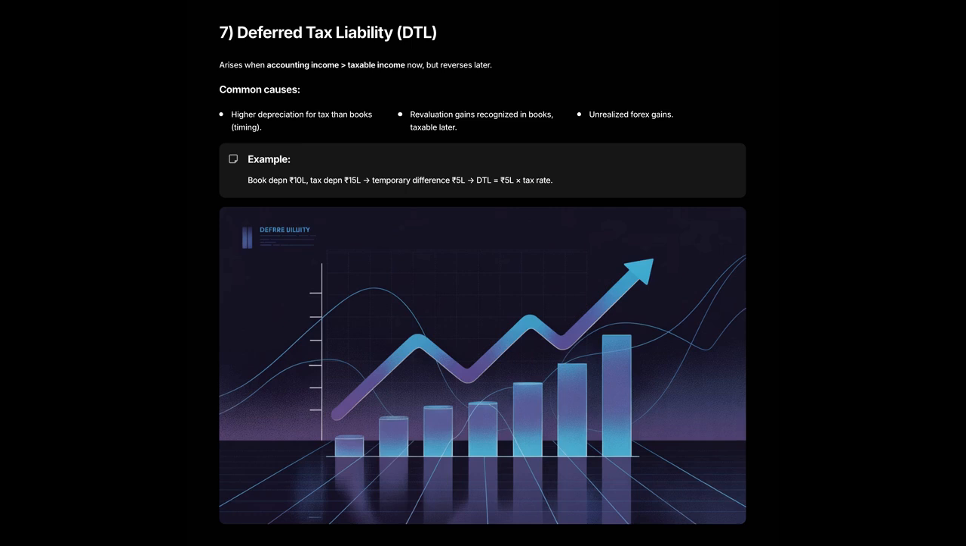Book depreciation is 10 lakh. Tax depreciation is 15 lakh. The difference of 5 lakh will be taxable in future, hence a DTL. If the tax rate is 30%, DTL equals 1.5 lakh. You pay less tax today, but more later. That's the essence of a DTL.